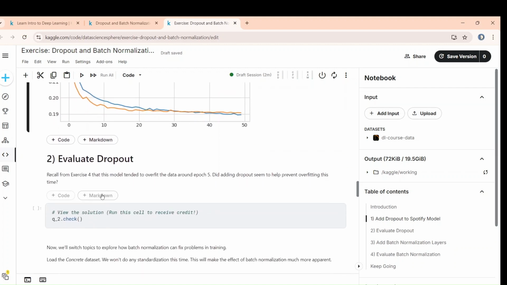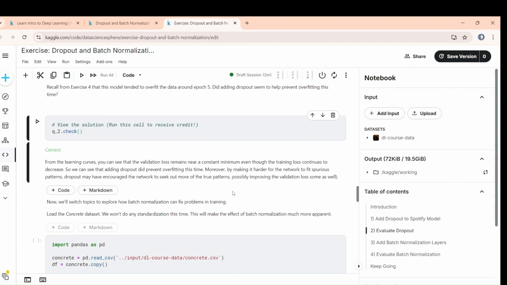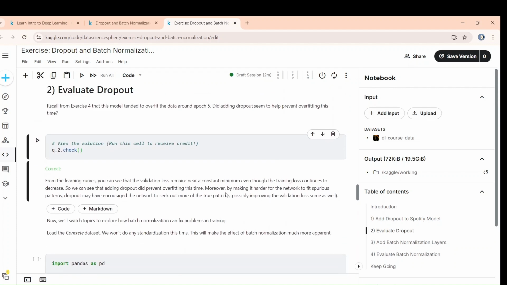reduced. Now, recall the model tended to overfit the data around epoch 5. Did adding dropout seem to help prevent overfitting? Yes, obviously. From the learning curves, you can see that the validation loss remains near a constant minimum, even though the training loss continues to decrease. So we can see that adding dropout did prevent overfitting this time. Earlier it was not like that, it was overfitting.